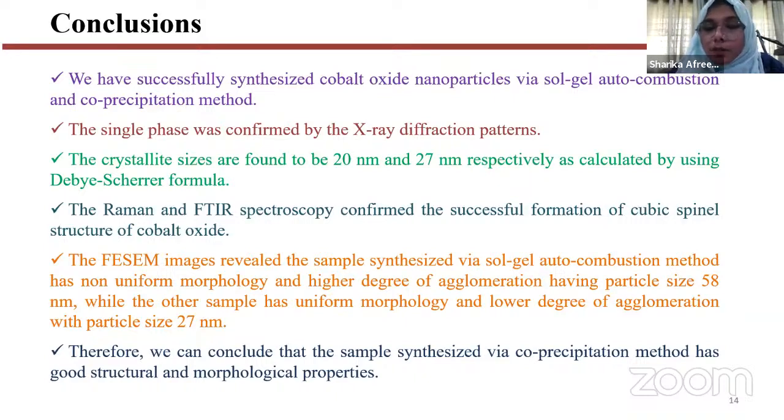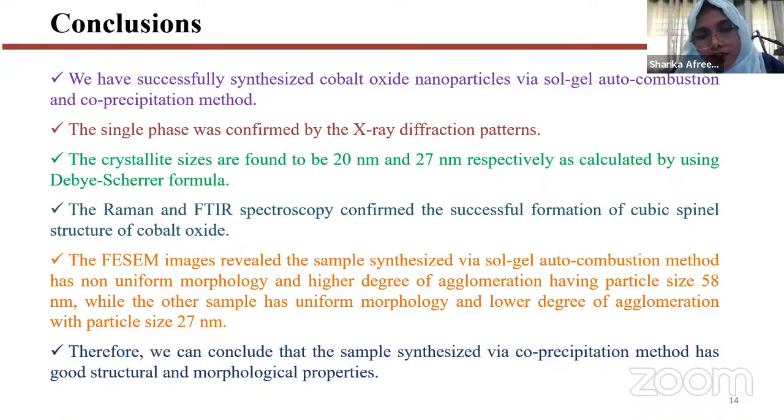The single phase was confirmed by the X-ray diffraction patterns. The crystallite sizes are found to be 20 nanometers and 27 nanometers respectively, as calculated by using the Debye-Scherrer formula. The Raman and FTIR spectroscopy confirmed the successful formation of the cubic spinel structure of cobalt oxide.